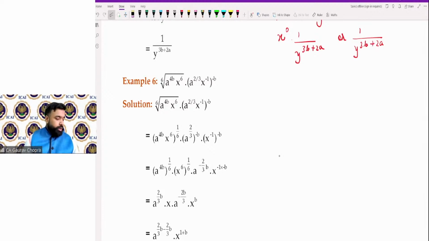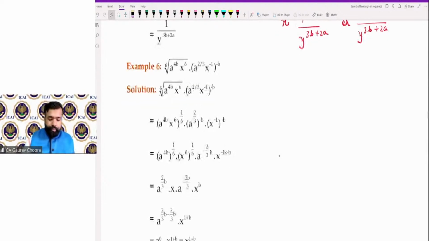Okay. So Rishita is asking, what if the power of y becomes minus 3b plus 2a? Then also no worries. You can write anywhere, numerator, denominator, no problem. Always you have to match with the option. So option can come in any manner. It can have numerator with the negative sign or positive sign. Also, it can have denominator with positive or negative sign. So only you have to match with the option.